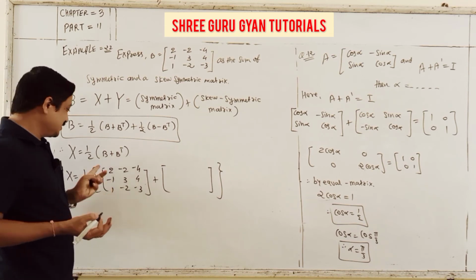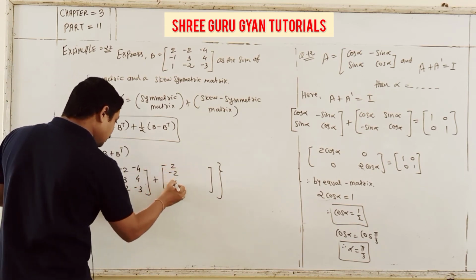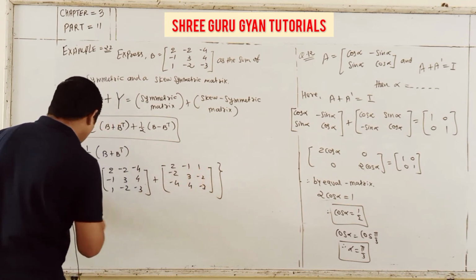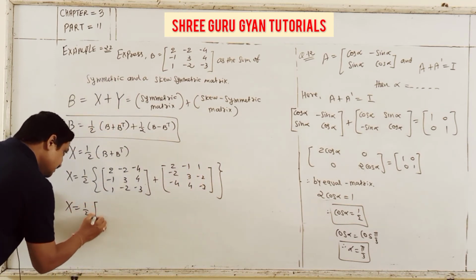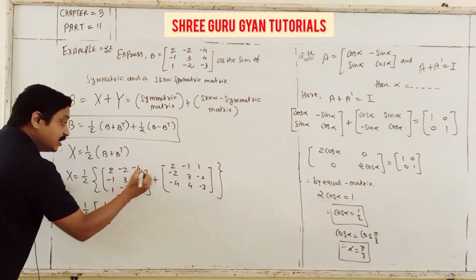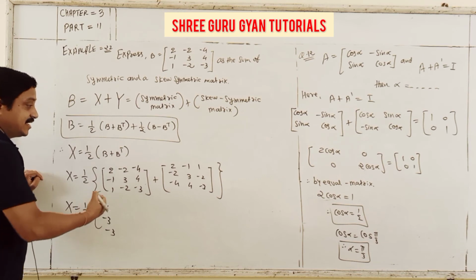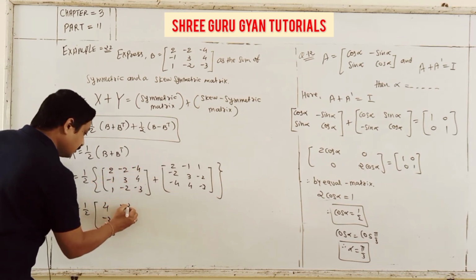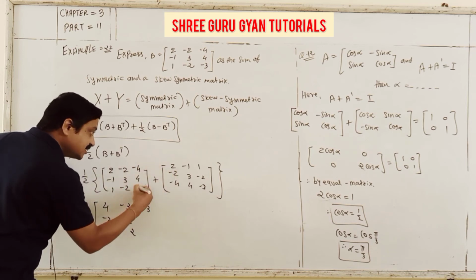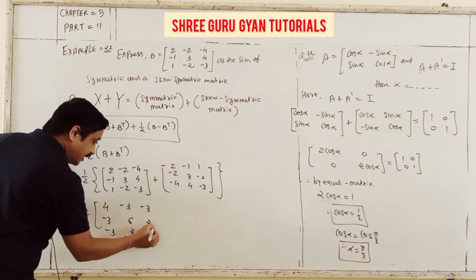Now apply transpose: row elements, you will write down as columns: minus 1 3 4 and 1 minus 2 minus 3. Both are added systematically. 2 plus 2 is 4, minus 1 minus 2 is minus 3, 1 minus 4 is minus 3. Yes, minus 2 minus 1 is minus 3, 2 3 3 is 6. Now 2 and last of the minus 3, 2 and minus 6.